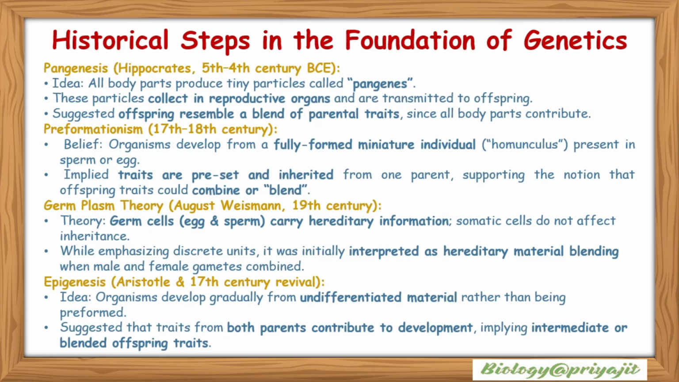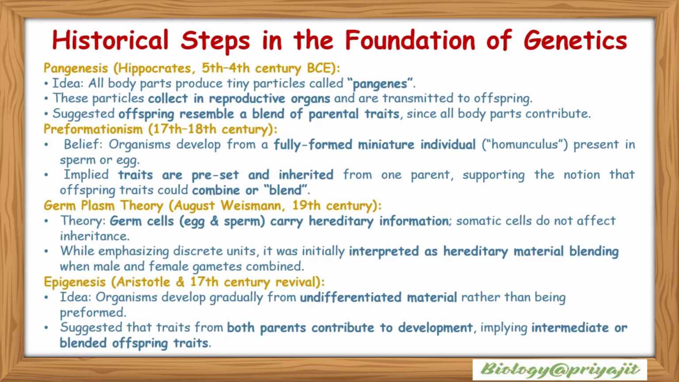Historical steps in the foundation of genetics: pangenesis. Hippocrates in 5th to 4th century BC first proposed pangenesis. The idea is all body parts produce tiny particles called pangens, and from the pangens the theory of pangenesis was derived. According to this theory, the particles collect in the reproductive organs and they are transmitted to the offspring. It suggested offspring resemble a blend of parental traits since all body parts contribute to them.